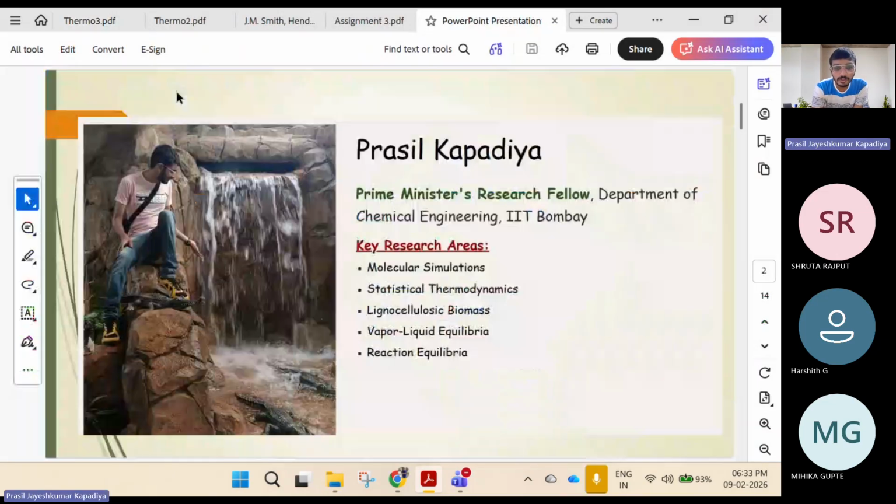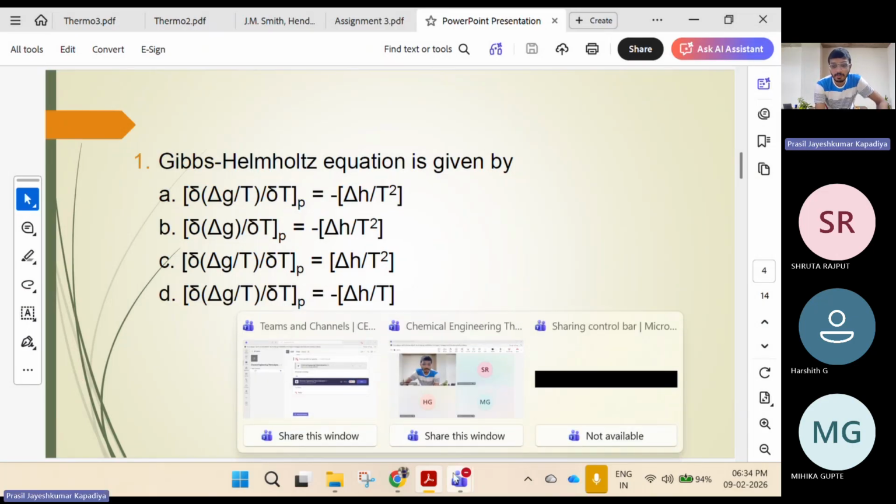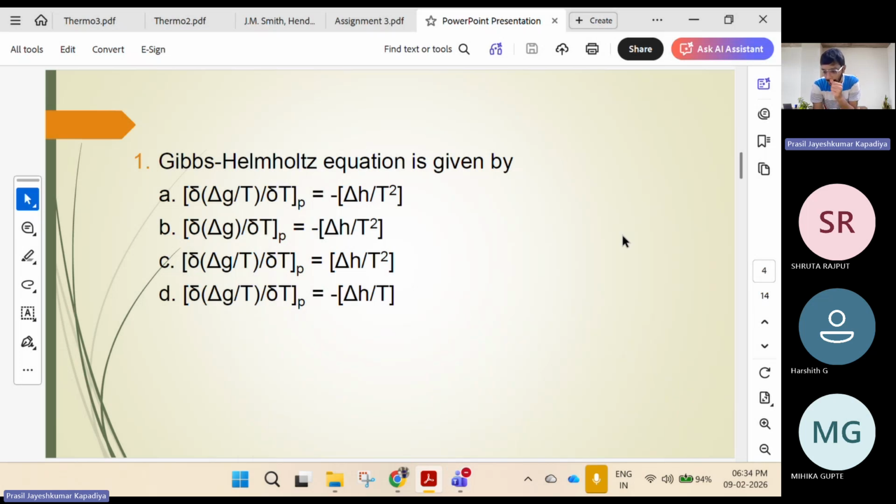Yeah. So, okay. So can anyone tell me, we just had a look at this Gibbs Helmholtz equation. So what is the correct expression? Can anyone tell me? We derived it just now. Harshit, can you tell me what will be the answer? We derived it. Is it B? No, it is not B.